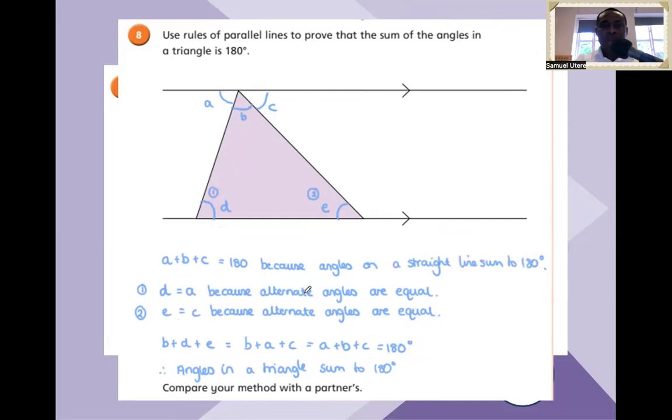And B add D add E must be equal to B add A add C. So the interior angles in here would all be equal to 180 degrees regardless of how you look at them. So it means that the sum of angles in a triangle is 180 degrees, just using this method.